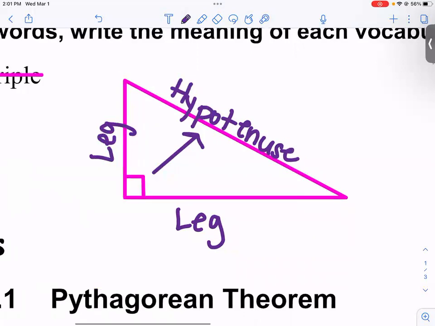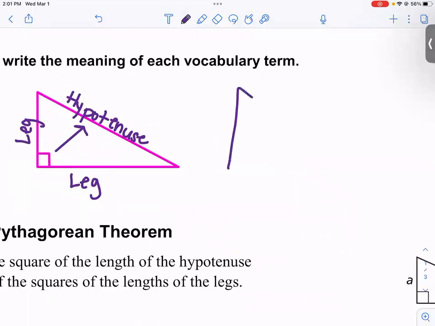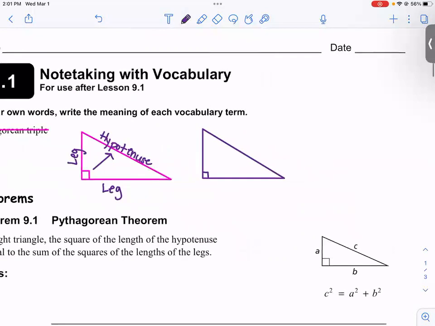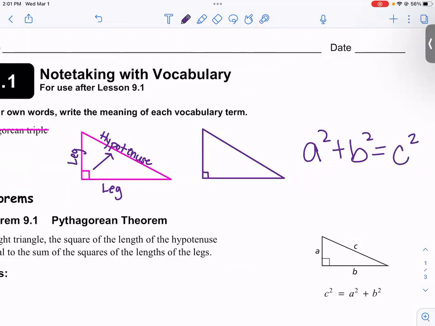Okay. Now, you know that the Pythagorean theorem is a squared plus b squared equals c squared, where your legs are a and b and your hypotenuse is c. Okay, we know the Pythagorean theorem. I'm not taking that away from you. But what I am going to do is I am not going to let you approximate with decimals anymore. No more decimals.